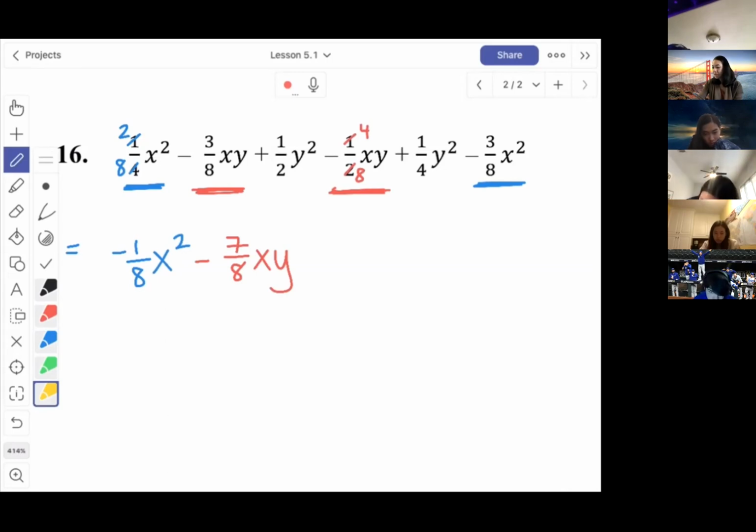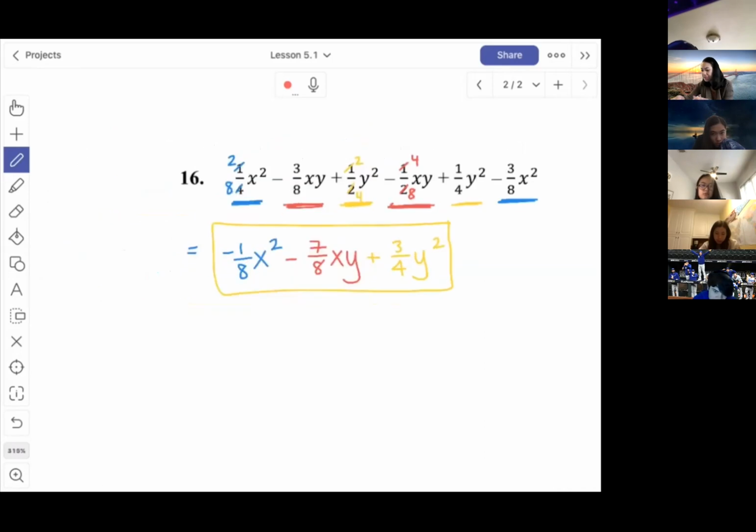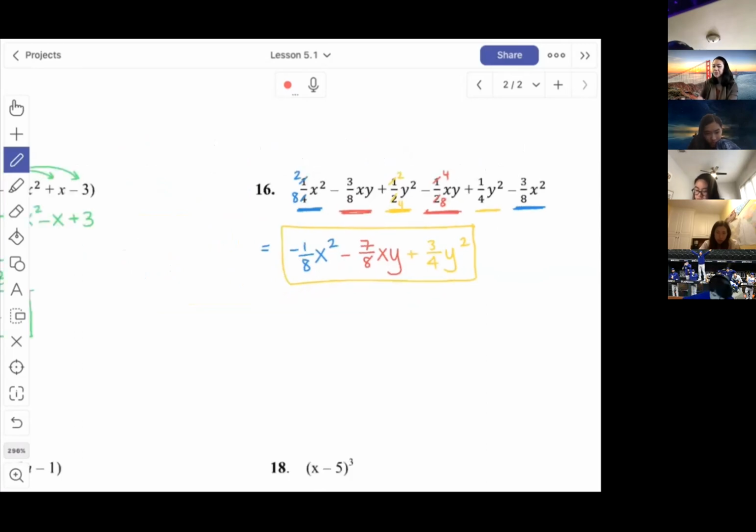All right, and then our y squared and y squared, get a common denominator of 4. I get 2 over 4 plus 1 over 4, giving me 3 over 4 y squared. All right, and that is my very colorful final answer. Okay, let me do a couple more and then I'll have you guys practice. So number 17. All right, number 17, I need to distribute.